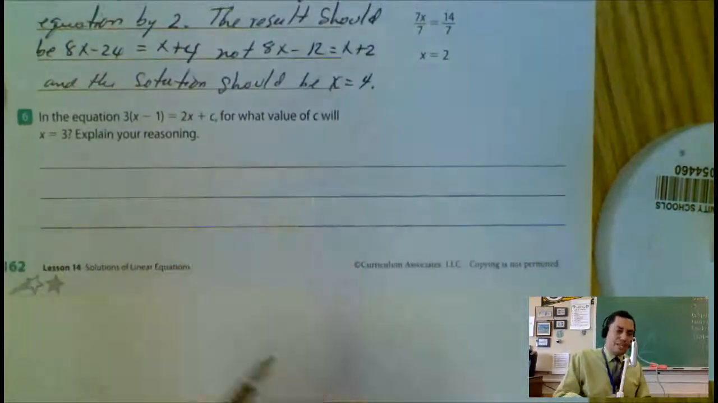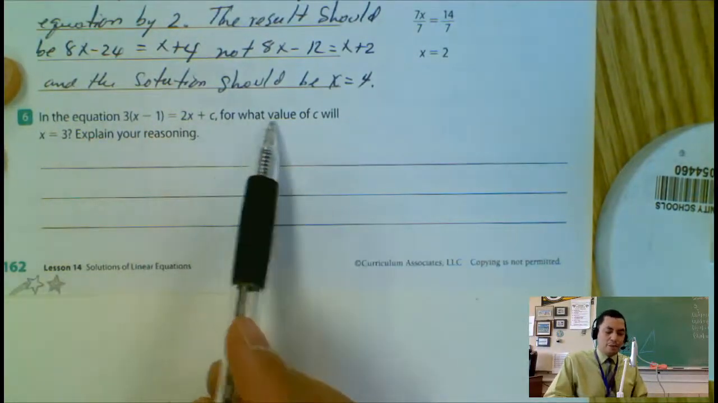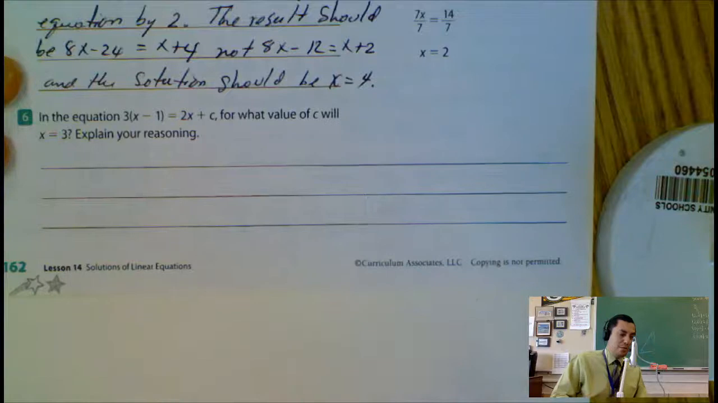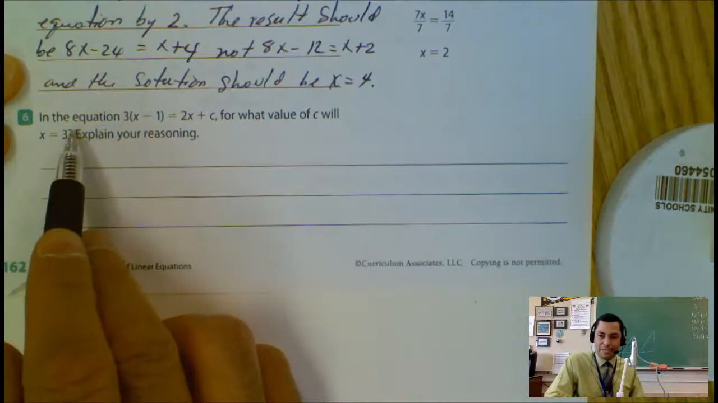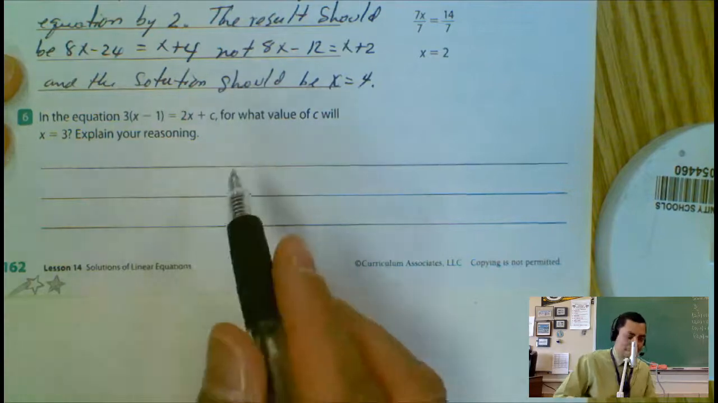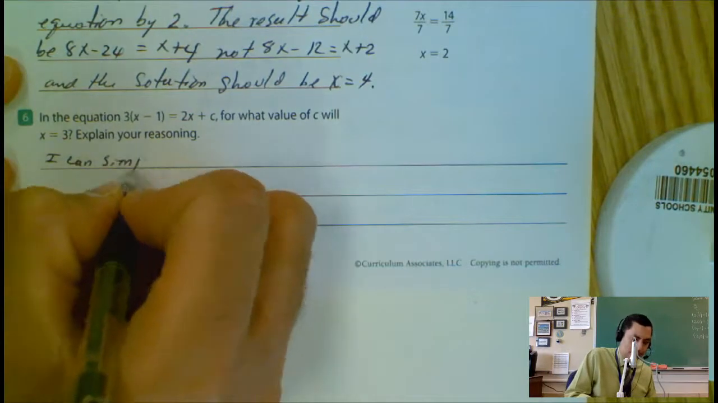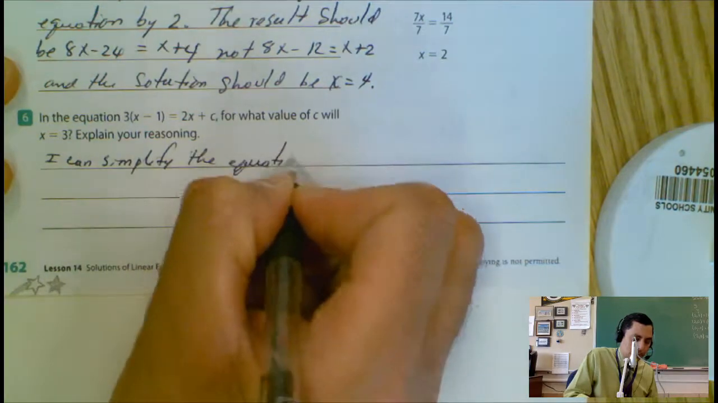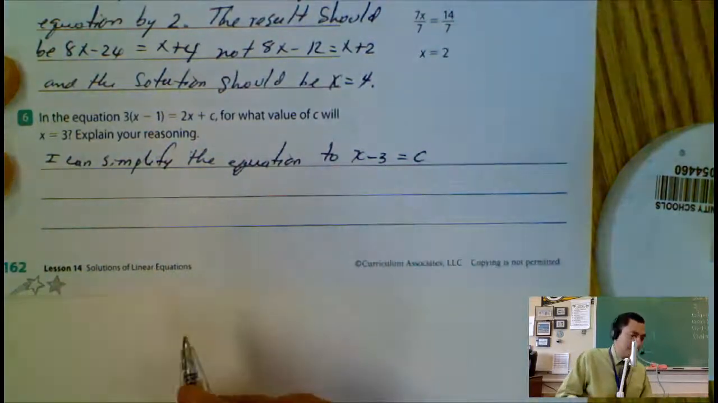Number 6, in the equation 3x minus 1 equals 2x plus c, for what value of c will x equal 3? Explain your reasoning. What I'm going to do, you can make the substitution of x by 3 and then solve for c, okay? Let me write this one. I can simplify the equation to x minus 3, and I'm going to explain where that is coming from, okay?